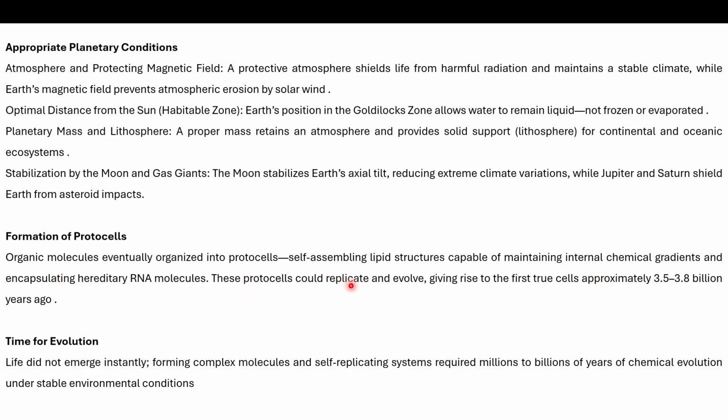So these protocells could replicate and evolve, giving rise to the first true cells approximately 3.5 billion years ago. So, life actually did not emerge instantly, forming complex molecules and self replicating systems. It actually required millions to billions of years of chemical evolution under stable environmental conditions.